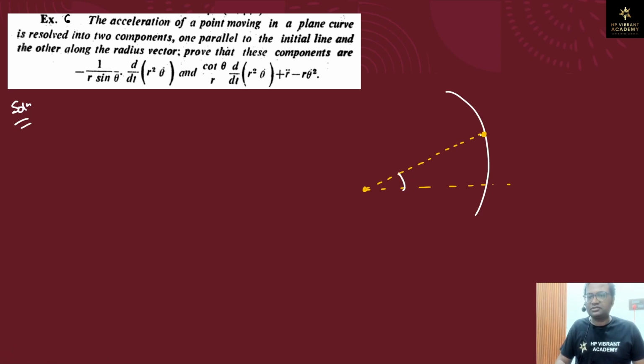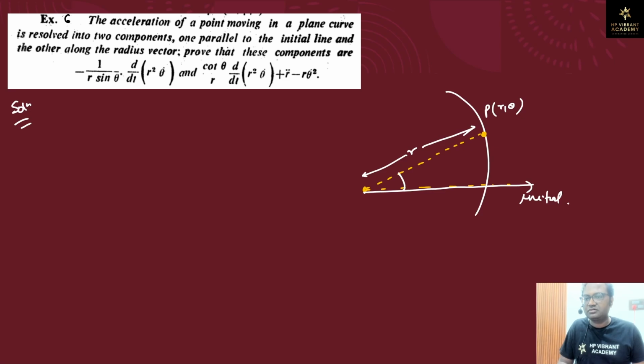Let us consider the coordinate of point P as (r, theta). It is at a distance of r from the origin, and this is our initial line. The angle is theta. This is our radius vector.